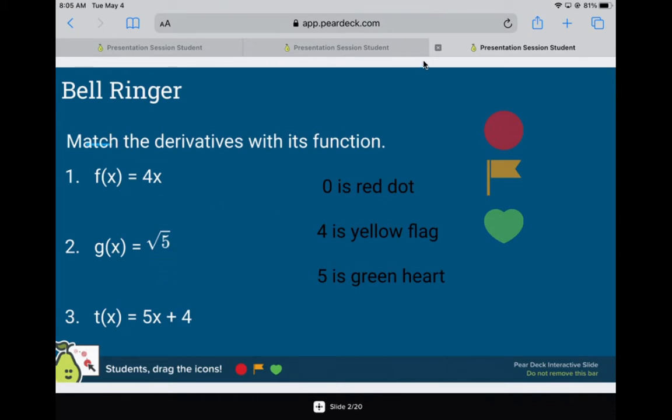Over here, this one looks a bit complicated. It's square root of 5. But think about this one as just a constant, and the derivative of a constant is going to be 0. Any constant is going to be 0 because it's a horizontal line. And then this last one, we'll look at the slope. Again, derivative means I'm looking at the slope, which is 5, right? So this is the green heart.